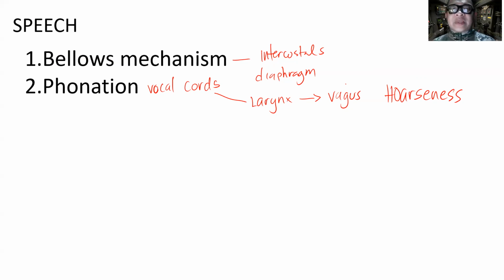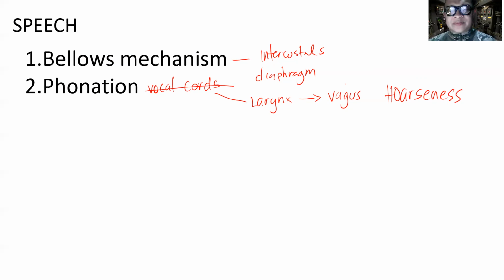The question is, in normal circumstances, can you speak without your vocal cords? Can you speak without your vocal cords? Yes. When you whisper, you don't use your vocal cords. So whispering doesn't use vocal cords.